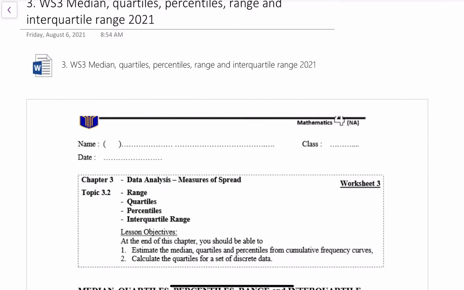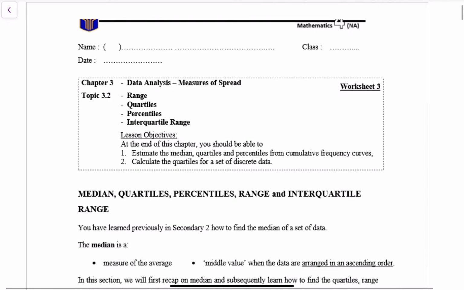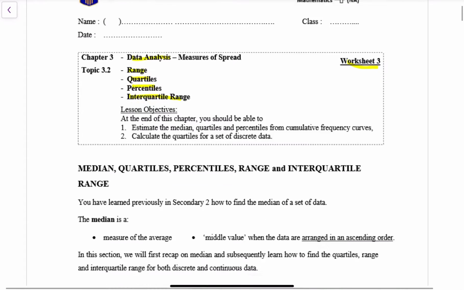Hi class. So today we'll be looking at chapter 3, worksheet 3. It will be on data analysis. So in this lesson, we will learn a few things, as you can see here. Range, quartiles, percentiles, interquartile range. Okay, so we go one by one.